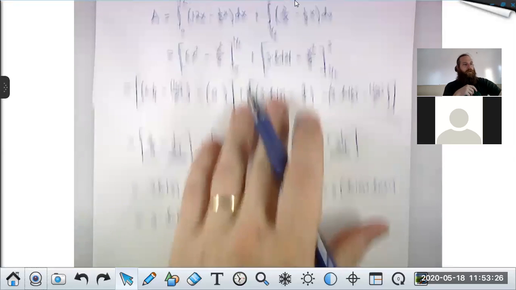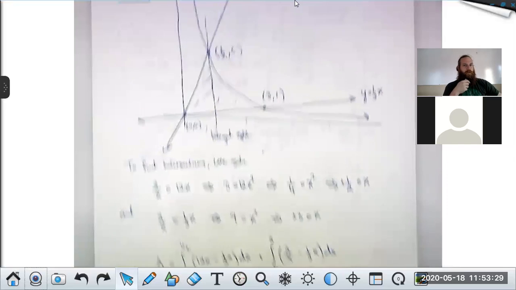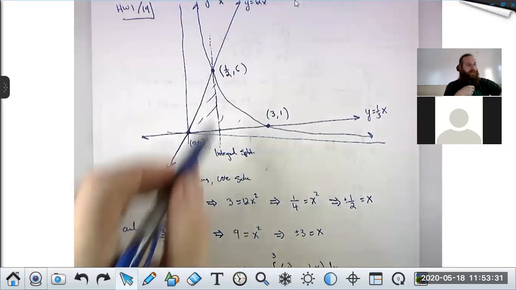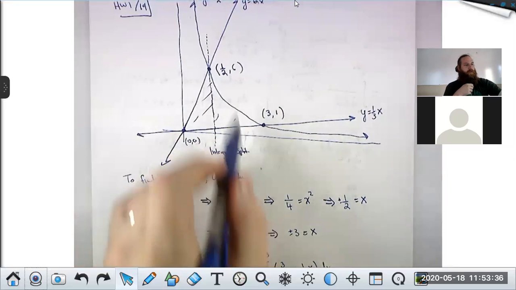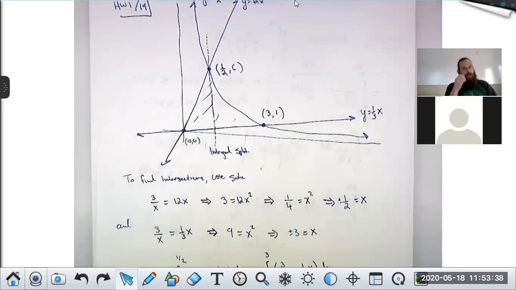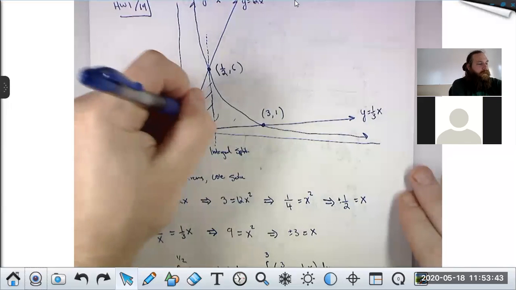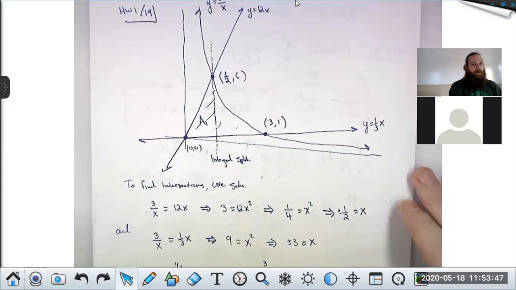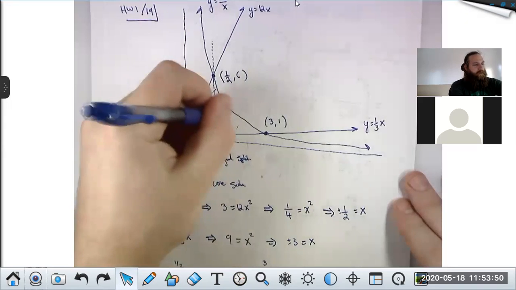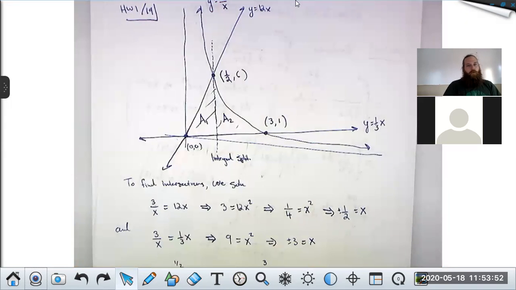The big trick is to draw this picture and then realize that your upper and lower is different from 0 to 1/2 than it is from 1/2 to 3. So who is the upper function and who is the lower function depends on which part of that region you're looking at. In the region A1 here, the upper function is y equals 12x. And in the region A2 here, the upper function is 3 over x. Any questions on this guy?